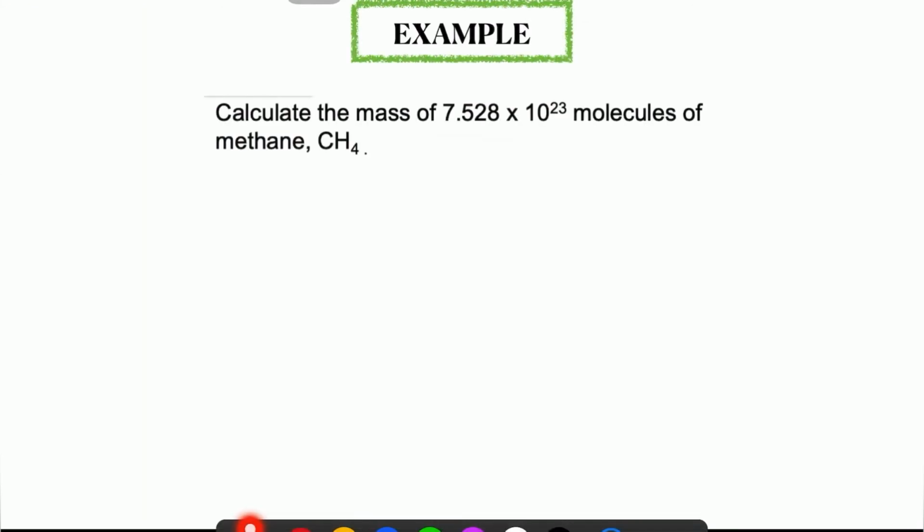Calculate the mass of 7.528 times 10 to the power 23 molecules of methane. So CH4 is a molecule that consists of more than one element. It has carbon and hydrogen. So it is a molecule, and you need to find the mass for the molecules given.